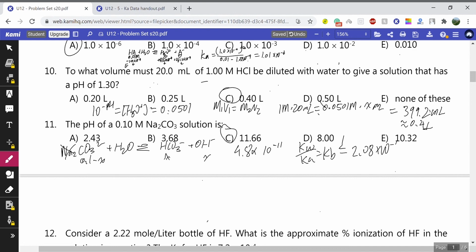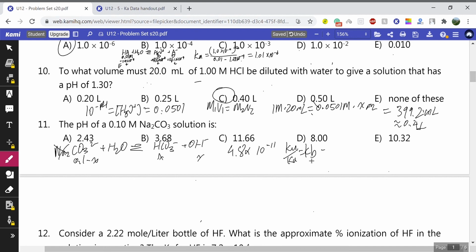Now if we plug that into x squared divided by 0.1 minus x to find our x value. Now that we have our Ka, we can use Kw divided by Ka to find our Kb, because after all we're dealing with a basic solution. We need our Kb before we can do anything, and it's 1.0 e to the negative 14th divided by 4.8 times 10 to the negative 11th, which will give you 2.08 times 10 to the negative 4th.